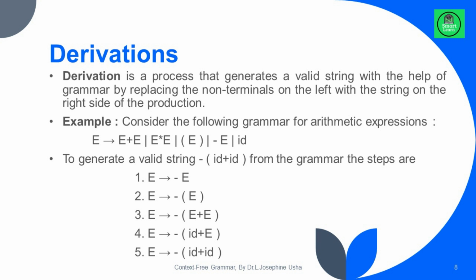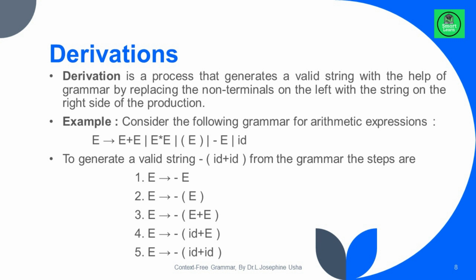We'll see one example for this derivation. Consider the grammar for arithmetic expressions, that is E tends to E plus E, E star E, E minus E, and id. To generate a valid string, for example, consider the string minus of id plus id. We have to derive this sentence from this grammar. So you start from the start symbol E. First we need to have the terminal minus, so you start with the production E tends to minus E.